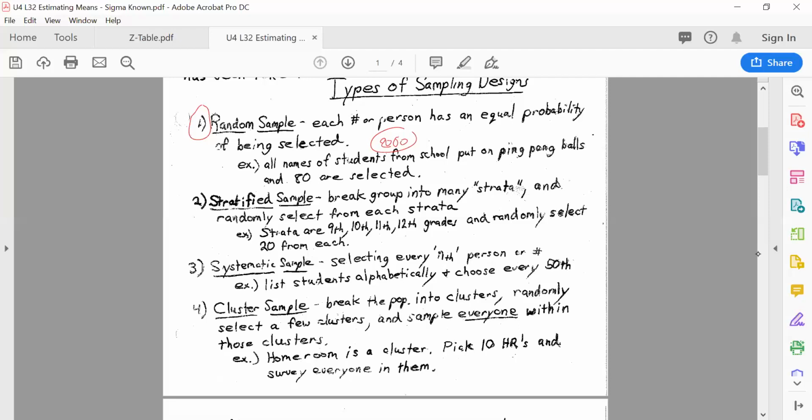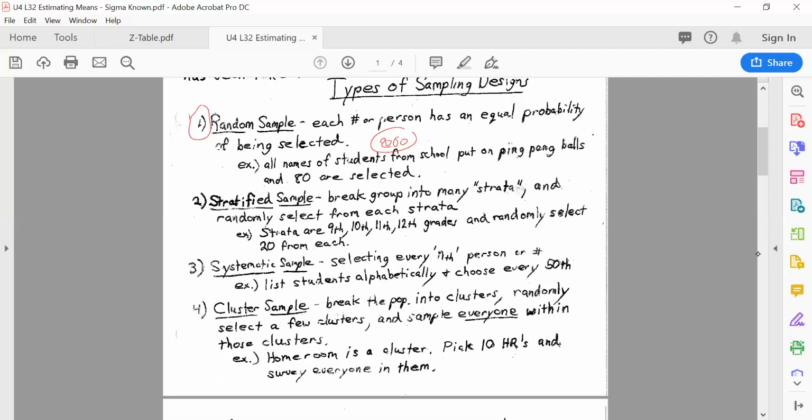Last but not least, a cluster sample. Break the population into a number of clusters, randomly select a few clusters, and sample everyone within those clusters. So let's say that homeroom is a cluster. Out of maybe the 50 homerooms from the first day of school, pick 10 of them at random and then sample everyone within those clusters.